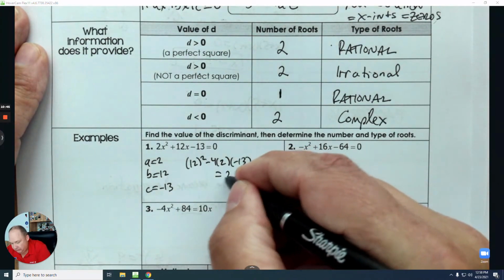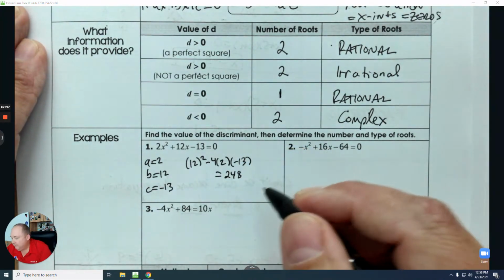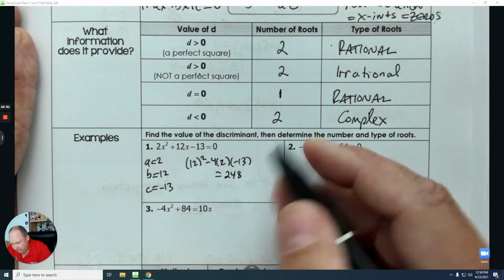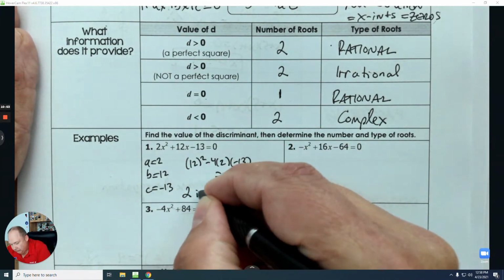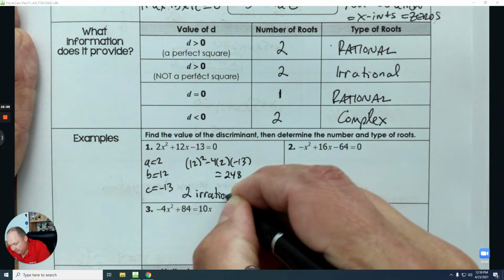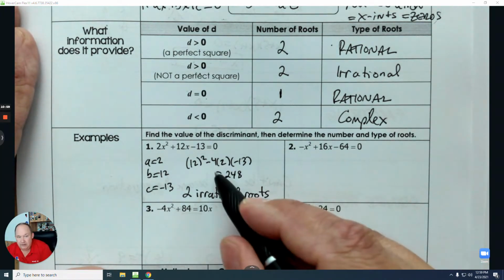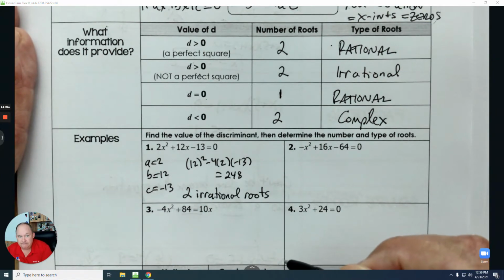I'll do it for you. It's 248. And 248 is not a perfect square, but it is positive. So therefore, we have two irrational roots. They're real, but they are irrational because you cannot take the square root of 248.